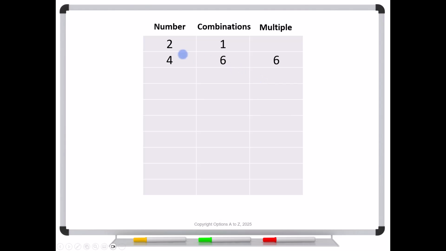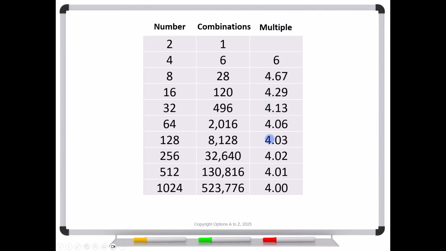So watch this. Here are the ones we just saw. If I have 2 things, that was with A and B. There was 1 combination, that was to pick A and B. If I double it to 4 things, there were 6. So going from 2 to 4 increased me by a multiple of 6. What would happen if I double it again to 8? Well, now there's 28 different combinations, and 28 divided by 6 is now 4.67. If I double again to 16, there are 120 combinations. And if I take 120 divided by 28, 4.29. And look what happens. We start to converge on exactly a factor of 4.